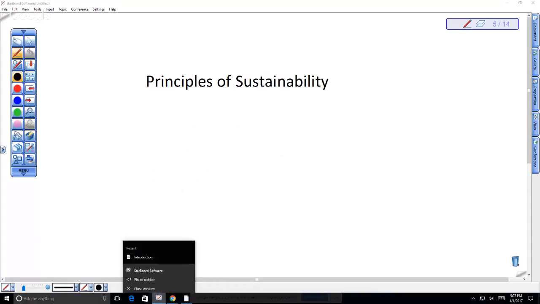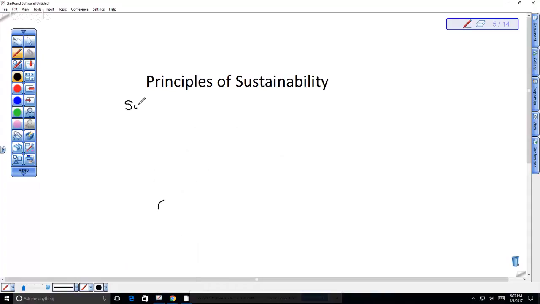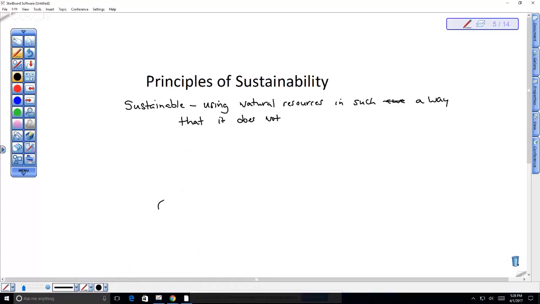So sustainable: this is using natural resources in such a way that it does not compromise the needs of future generations.